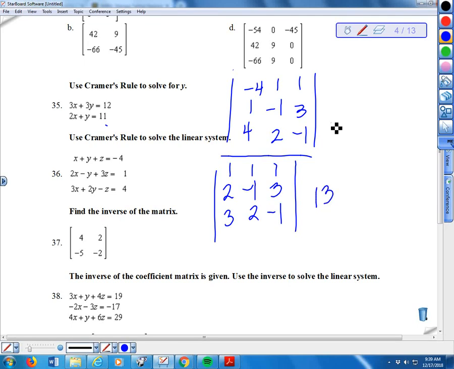To find x, I've got to go back and plug those numbers in. Negative 4, 1, 1, 1, negative 1, 3, 4, 2, negative 1. And then the determinant of that is 39. 39 over 13 is 3. Then to do y and z, just do the exact same thing, except you're going to plug negative 4, 1, and 4 in for y to find y, and negative 4, 1, and 4 into z to find z. Okay? We'll pick up on number 37 tomorrow.